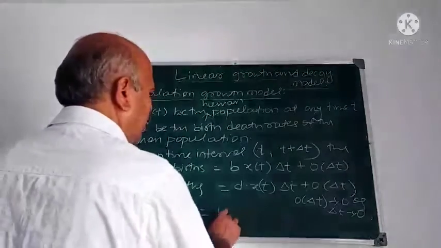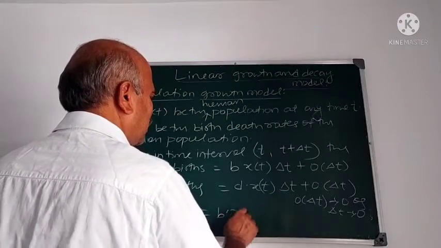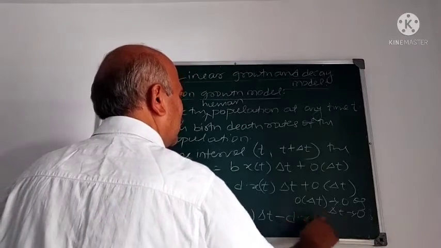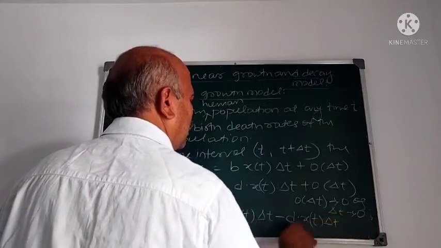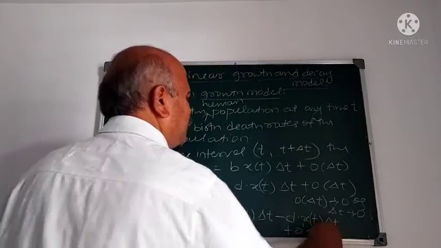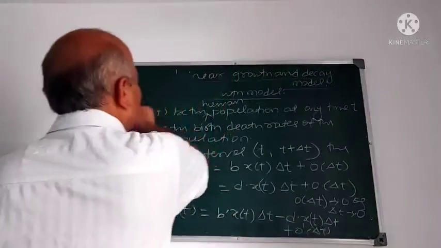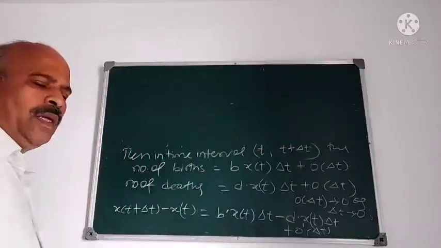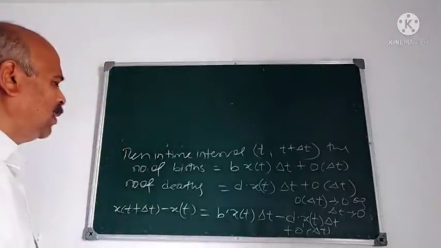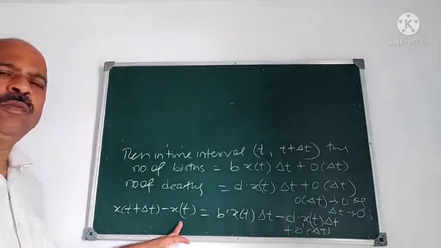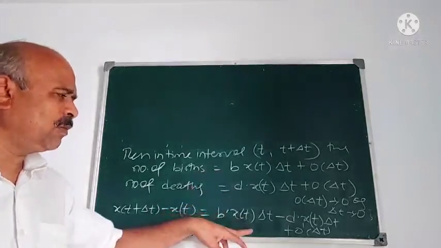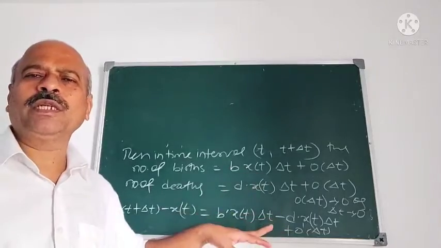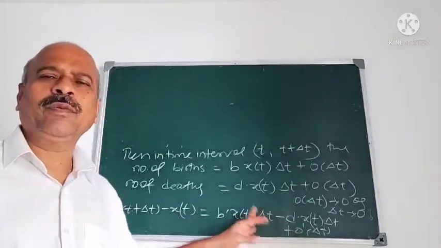It is b x(t) delta t minus d x(t) delta t plus o dash (delta t). Again o dash (delta t) is infinitesimal, depends on delta t and tends to 0. This gives an increase or decrease in population depending on b and d. Suppose d is greater than b, then the population decreases. If b is greater than d, then the population increases.